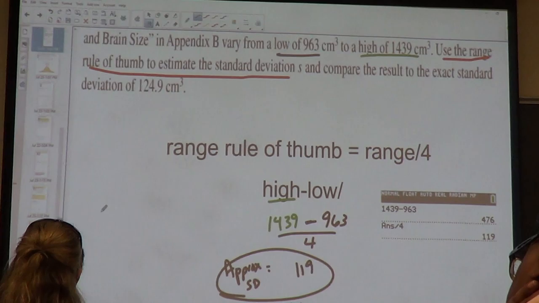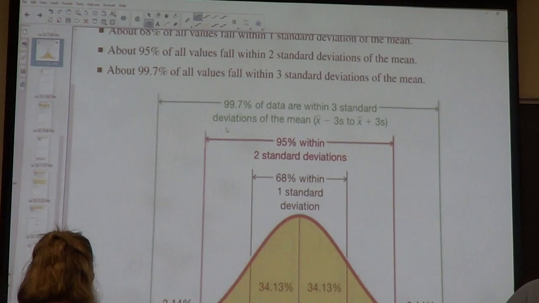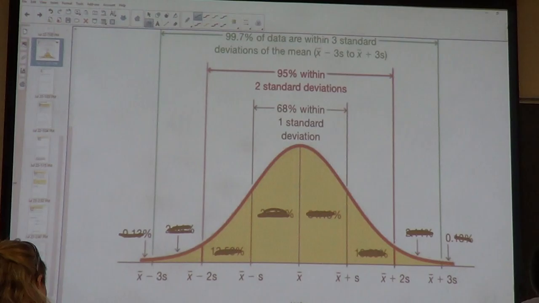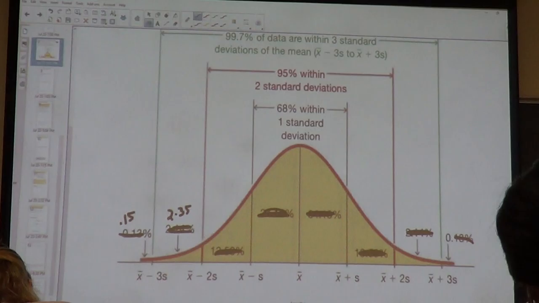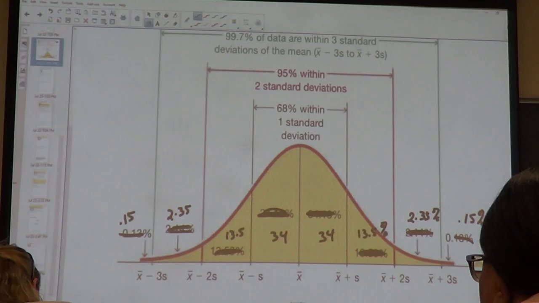All right, next thing we're going to talk about is called the 68-95-99.7 rule. Ugh, love it. Now, I don't like the numbers they use down here, so I'm going to change these numbers because they're using it for a different percentage. So if you have this printed out, it's 0.15, 2.35, 13.5, 34, 34, 13.5, 2.35. Not that I don't use these numbers. Some of y'all may, but I don't use them.